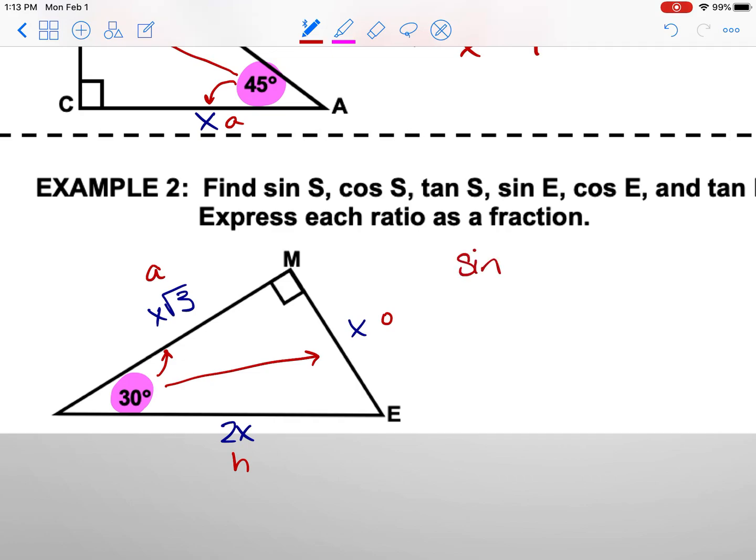Sine of S, and the S is right here. Sorry, I don't know why that got left off. So sine is O over H. So O was x, H was 2x. Simplify that down, and that does give us 1/2.